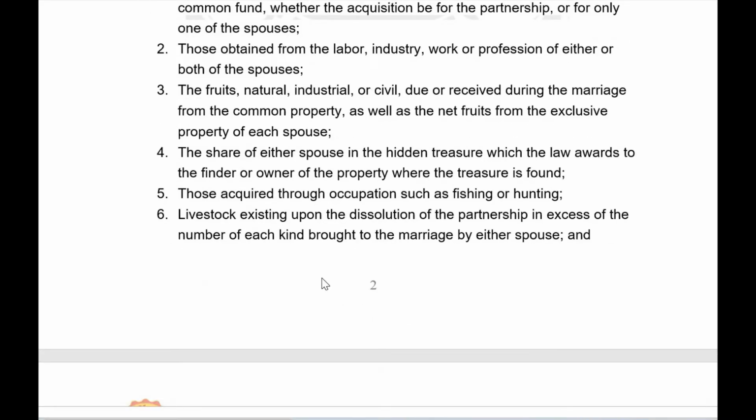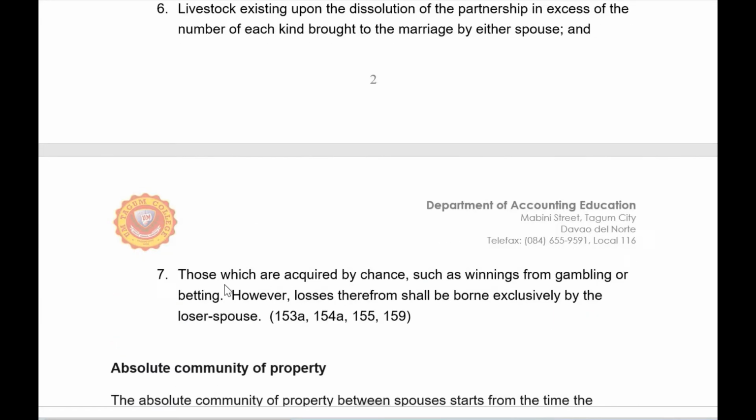Livestock existing upon the dissolution of the partnership in excess of the number of each kind brought to the marriage by either spouse. And lastly, those which are acquired by chance, such as winning from gambling or betting, no? So, kung pag winning, no, so kung daog ka, conjugal. However, if pili ka, however, losses therefrom shall be borne exclusively by the loser spouse. Okay. So that's conjugal partnership of gains.